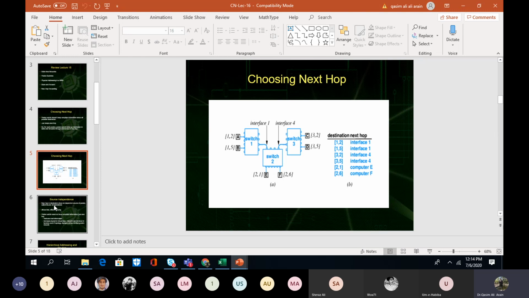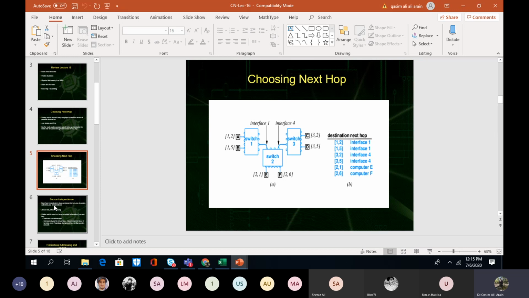अब देखें, switch 2 से हमें 1,2 पे जाना है. I mean, let's suppose we want to reach computer A that is being connected at 1,2. What would be the next hop for this? The next hop for this would be interface 1, right? Let's suppose we want to reach 1,5. 1,5 is where your computer B is being connected, right? So if we want to reach computer B from switch 2, what would be the destination? 1,5, and the interface or next hop would be your interface 1, right?